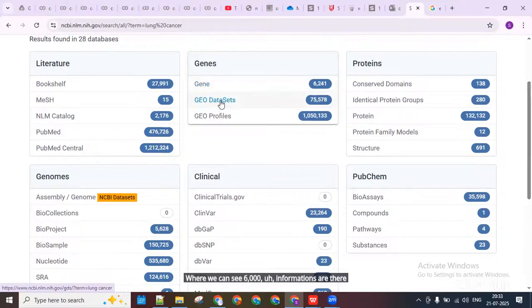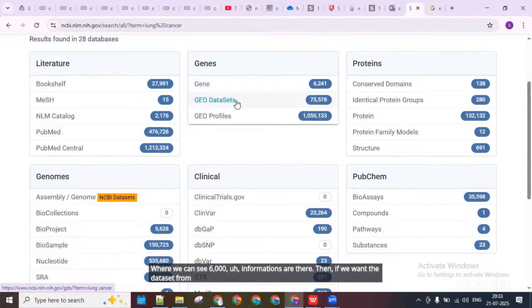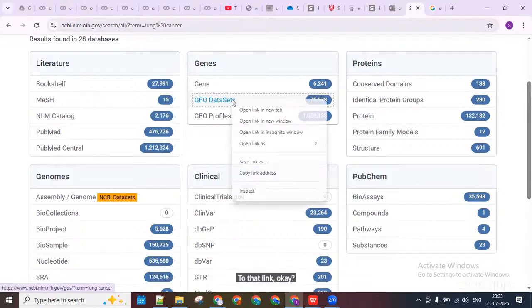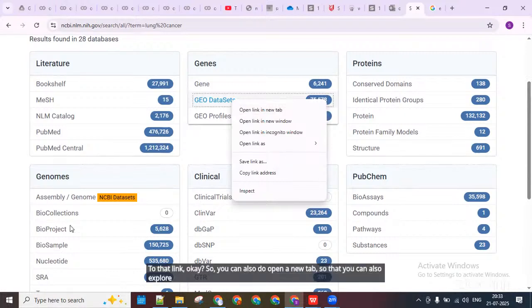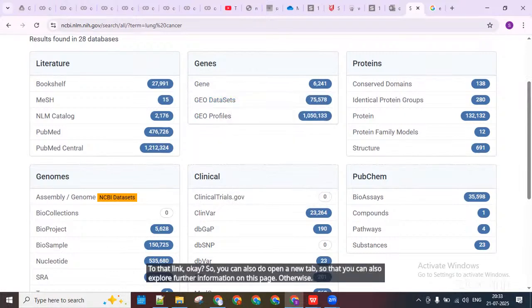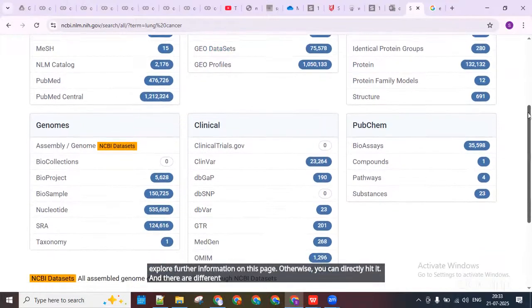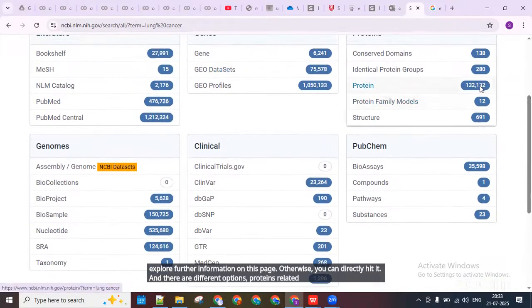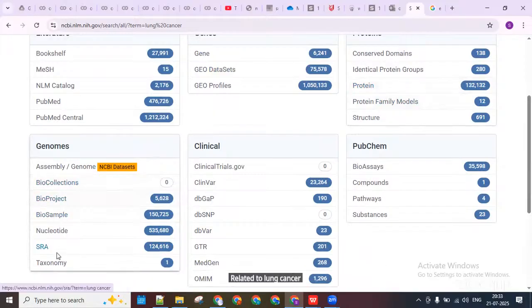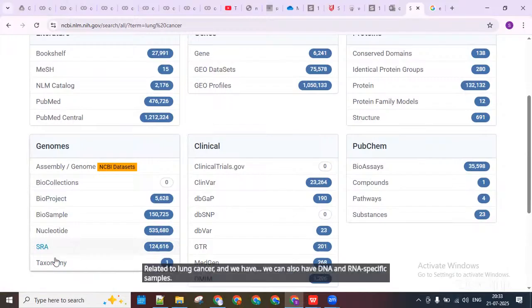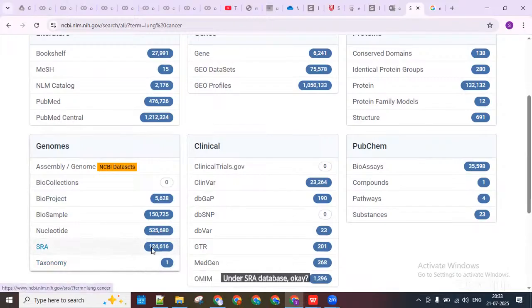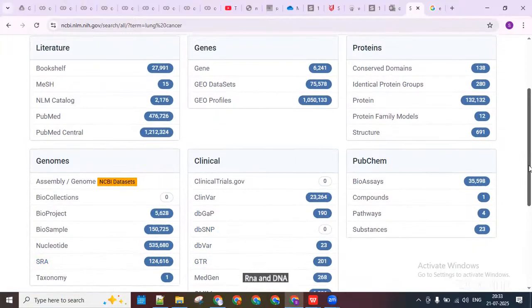Then if we want the data set from microarray, we can click here and it will redirect us to that link, okay. So you can also do open in new tab so that you can explore further information on this page. Otherwise, you can directly hit it. And there are different options, proteins related. So here are the proteins related to lung cancer. And we can also have DNA and RNA specific samples under SRA database. Okay. So SRA database is specific for RNA and DNA sequences.